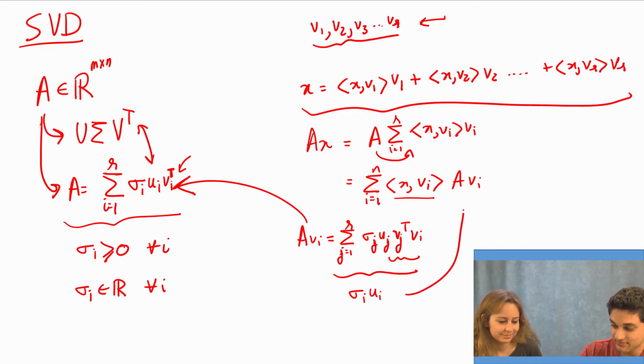So you can put that in here, and then we get A times x is equal to the sum of i equals 1 to r of (x·vi) sigma i ui.